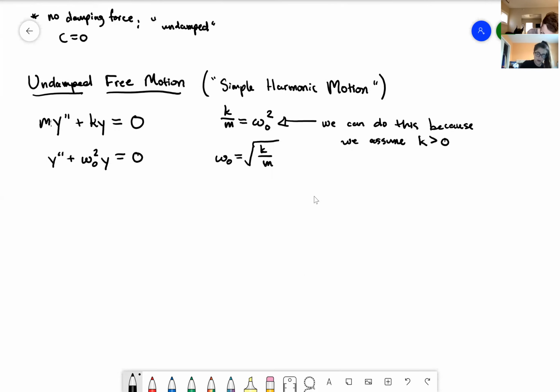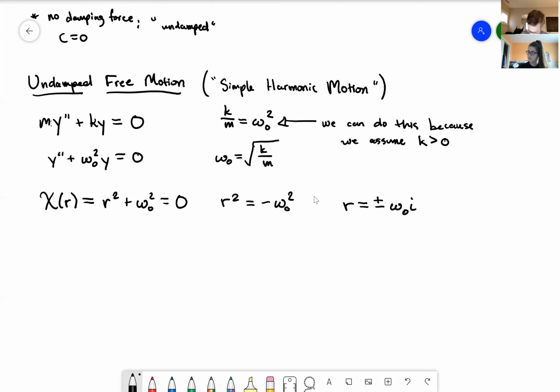Okay, the characteristic equation we get for this, I of r, will then be r squared plus omega 0 squared equals 0. Let's go through the steps for the sake of completeness. Subtracting this over to the other side, we'll take the square root of both sides. And of course, the square root of -1 will become an i. And so we get plus or minus omega 0 i.